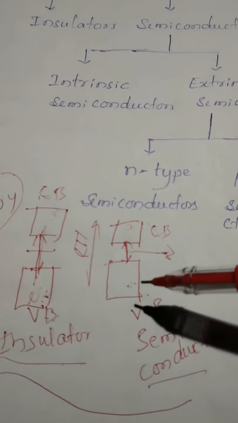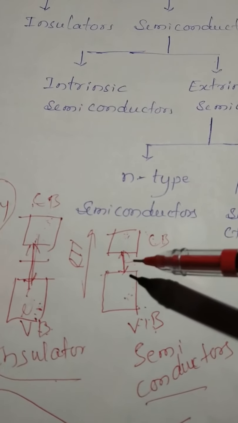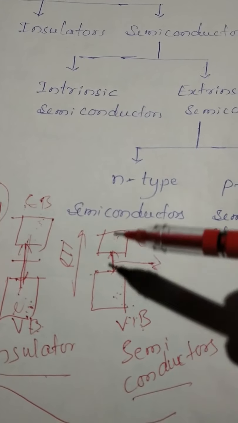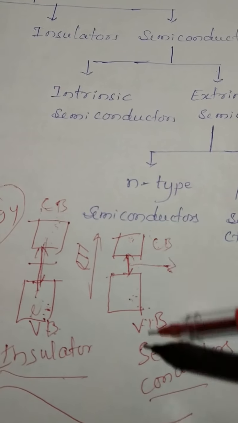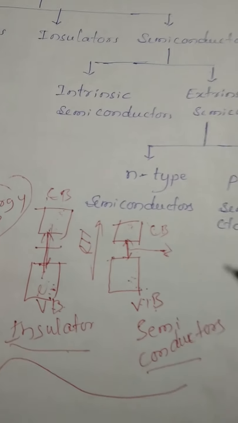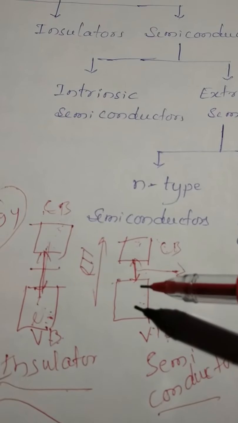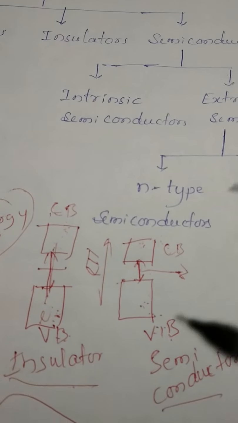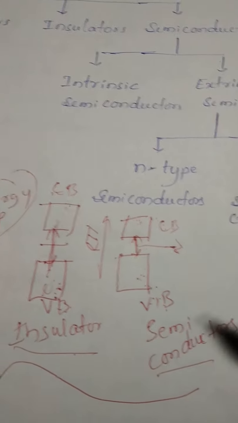See here, the energy gap between the valence band and conduction band is small, hence electrons can jump from the valence band to the conduction band by increasing the temperature or by the process of doping. Hence these are called semiconductors. A semiconductor may act as a conductor as well as an insulator, hence it is called a semiconductor.